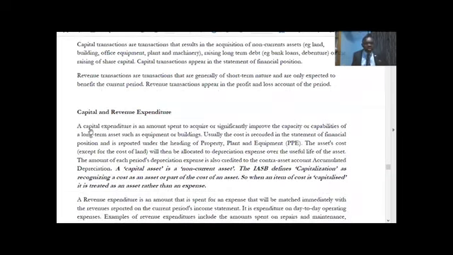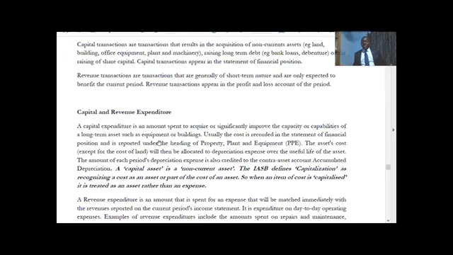Great. Now, capital expenditure is an amount spent to acquire or significantly improve the capacity or capabilities of long-term assets such as equipment, buildings. Usually the cost is recorded in the statement of financial position and is reported under the heading of property, plant, and equipment, or simply put, PPE. The asset's cost, except for cost of land, would then be allocated to depreciation expense over the useful life of the asset.